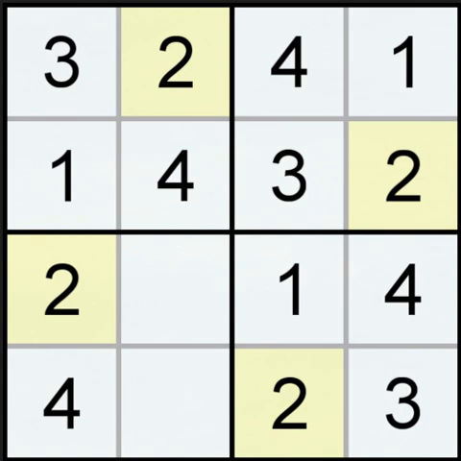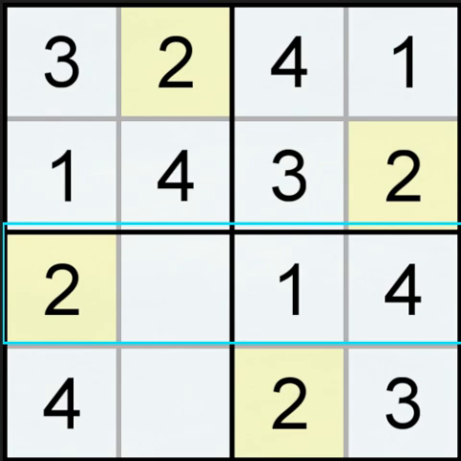Step 8. Take a look at row 3. Can you tell me what number is missing? I count 1, seen, 2, seen, 3, missing, 4, seen. It is missing the 3.